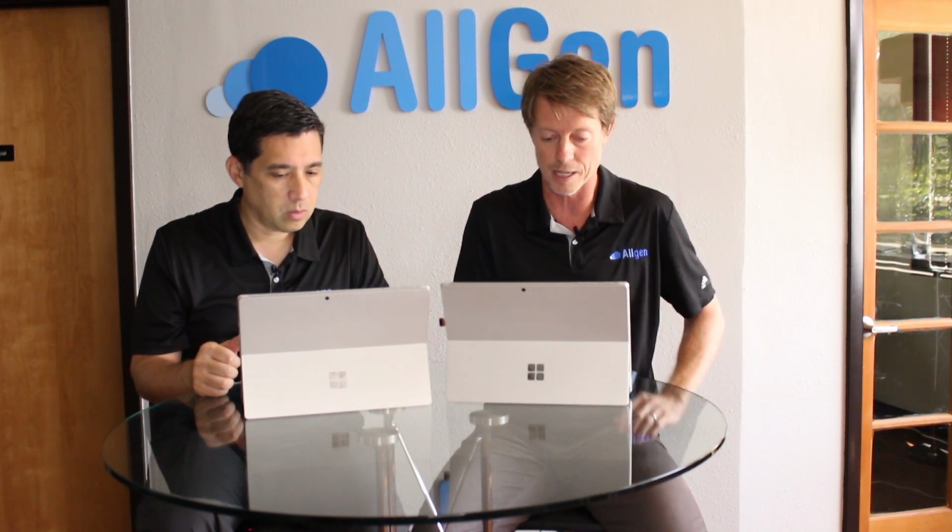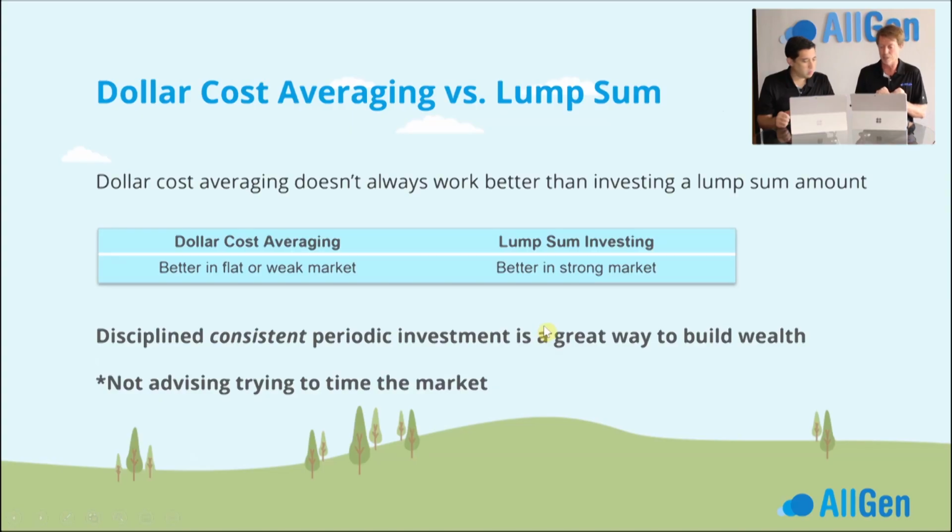That's right. So there's pros and cons to both of these. There really is. Basically, if you take dollar cost averaging versus just investing a lump sum of money up front, dollar cost averaging doesn't always work better. If you're in a really strong market, you're better off investing everything up front, and the market would tend to do better.